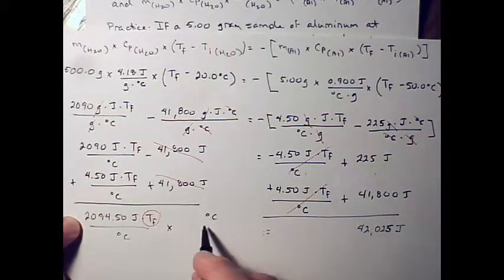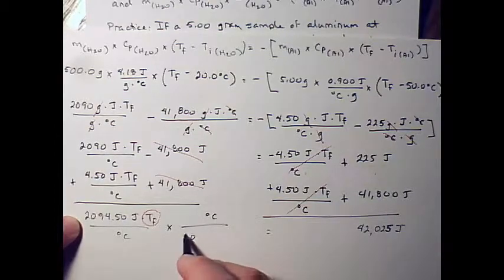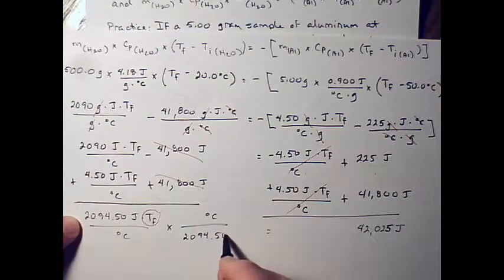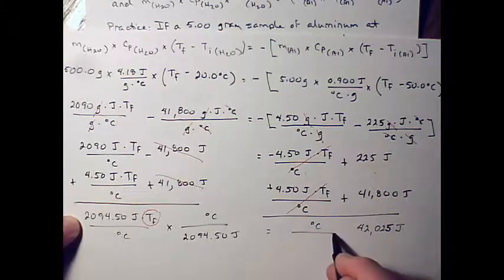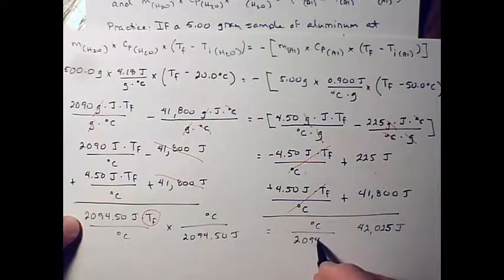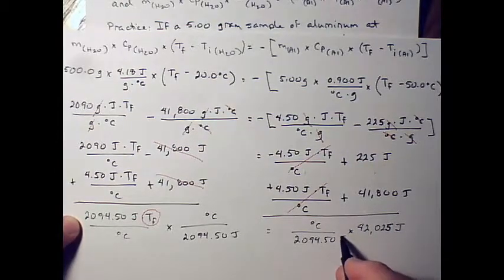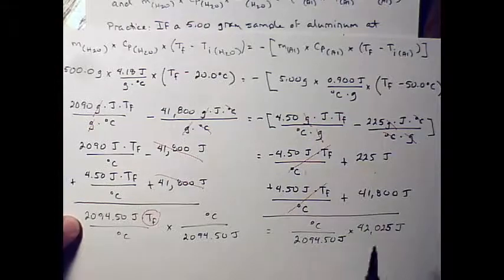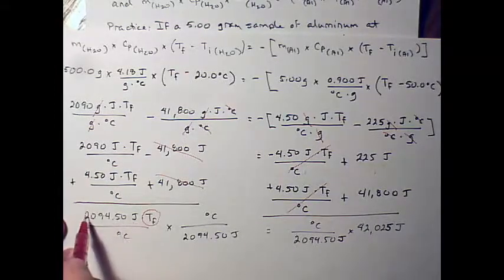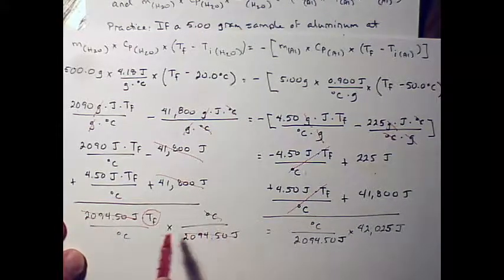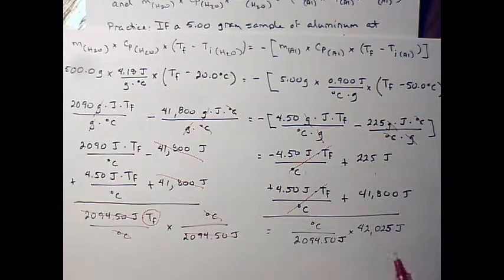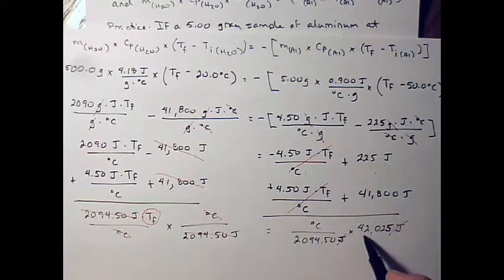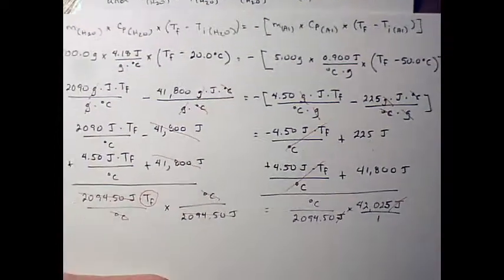So degree C goes on top. 2094.50 joules goes on the bottom. I do the same thing to this side over here. Degree C on top. 2094.50 joules on the bottom. Okay? This cancels by that, and that cancels that. I've got T_CF by itself. I've isolated the unknown. I can cancel out joules over here. Might want to remember to put it over 1. It might help you, I don't know. Okay?